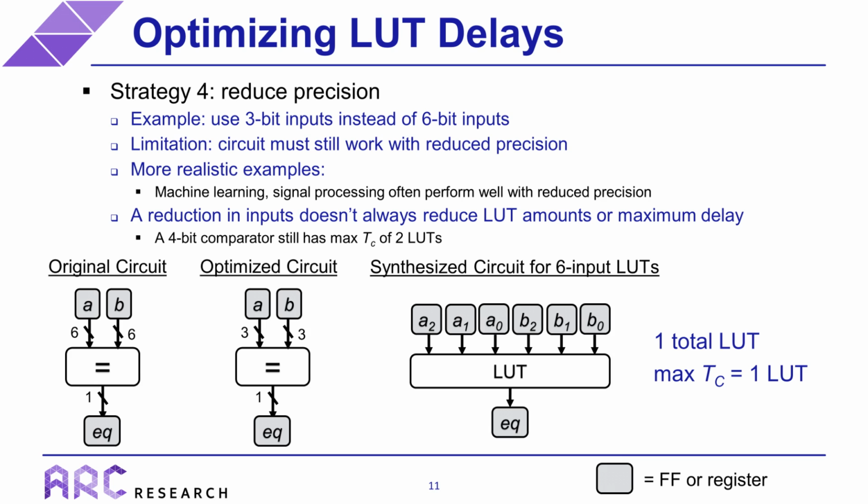One important thing to understand is that reducing the precision does not guarantee a reduction in the number of lookup tables, or more importantly, in the maximum lookup table delay. One example of this would be if we considered a 4-bit comparator instead of a 3-bit comparator. So the 4-bit comparator would actually have the exact same maximum lookup table delay as the 6-bit comparator, despite the fact that the inputs use 2 fewer bits. So in this example, we don't actually see a reduction in delay until we reduce the number of bits from 6 all the way down to 3.